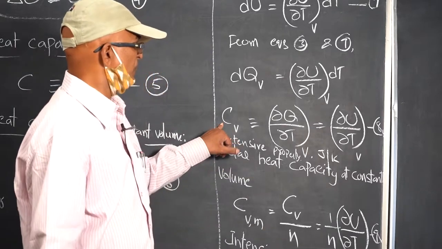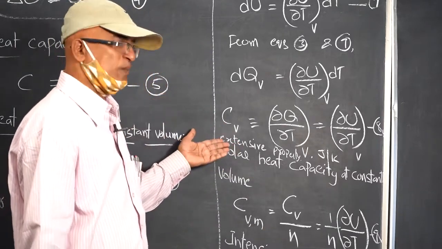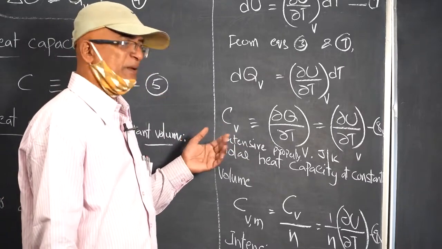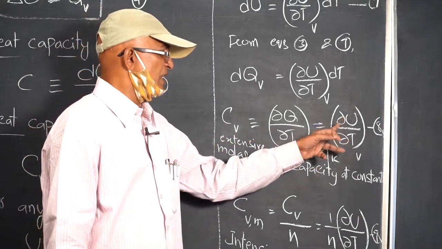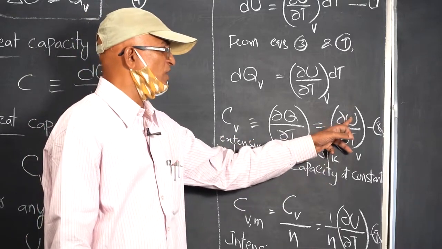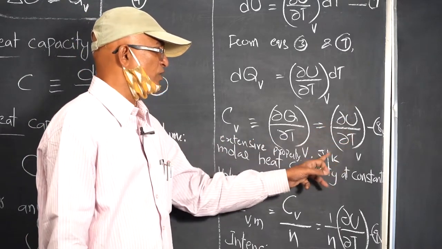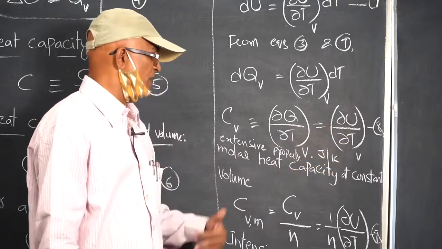Now, CV, just like heat capacity, is an extensive property. It depends on the mass of the system, and the SI units are joule per Kelvin, since energy is measured in joule and temperature in Kelvin.